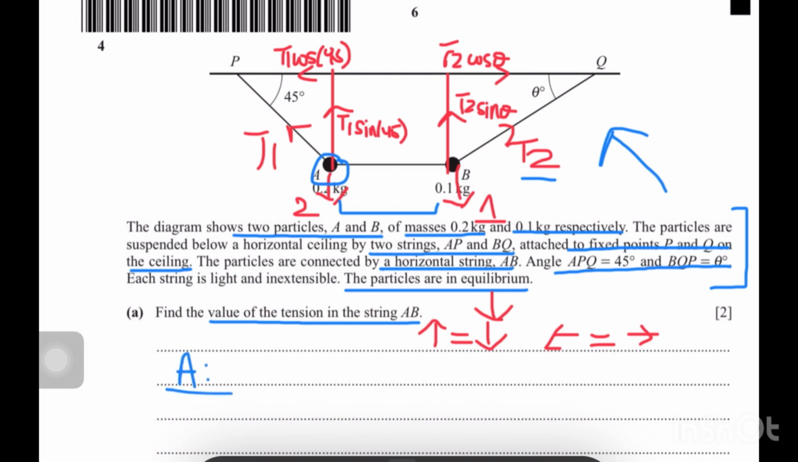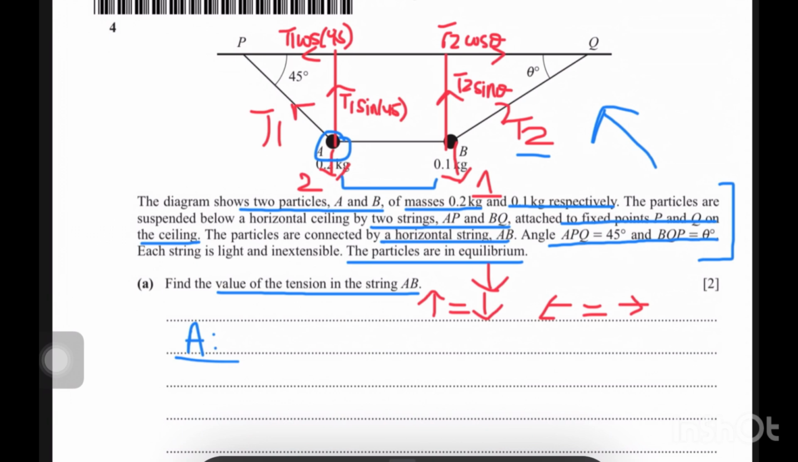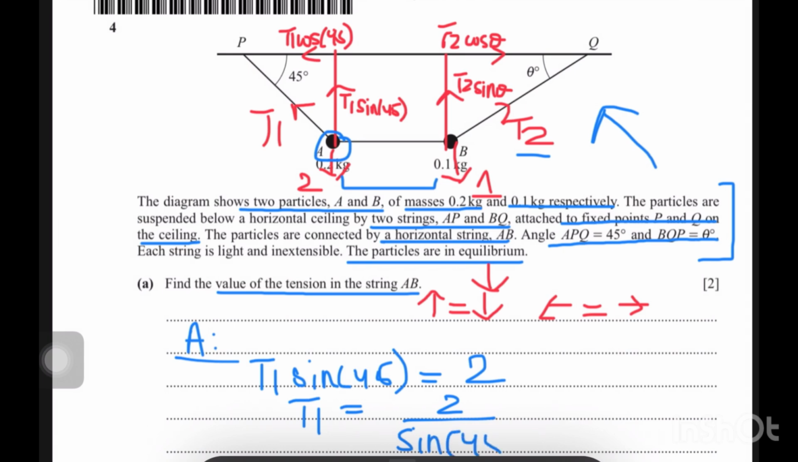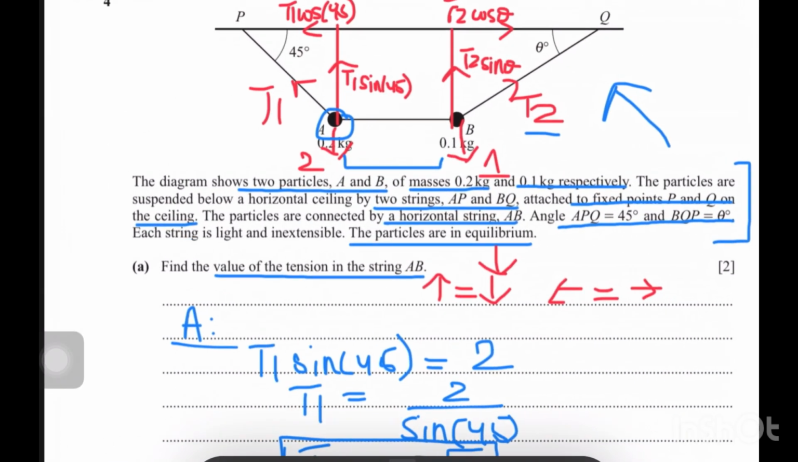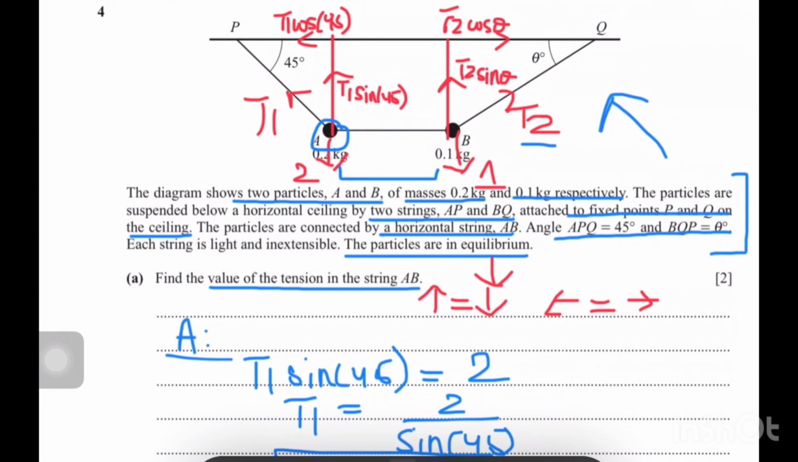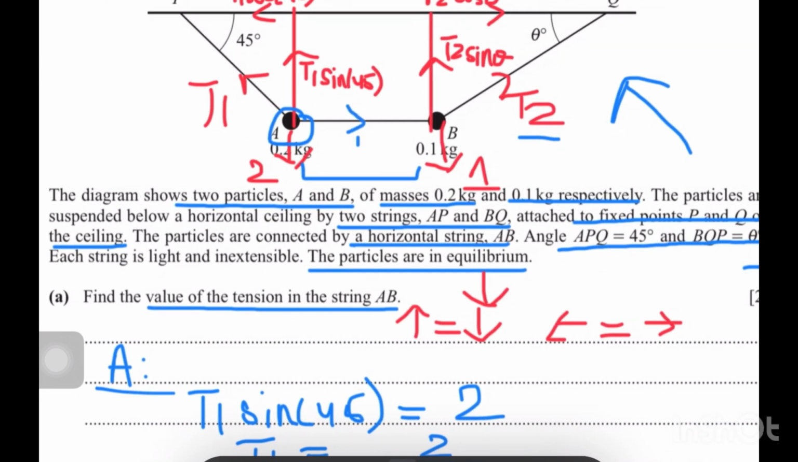So particle A is in equilibrium. So the forces acting upwards is T1 sine 45, which will equal the weight, which is 2. That means T1 is 2 divided by sine 45, making T1 equal to 2 times root 2. But what we need to find is the tension in the string AB. So for particle A, the tension in the string AB will act in a rightward manner like this.